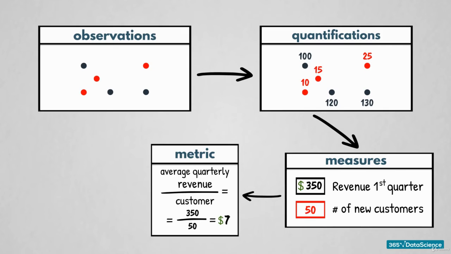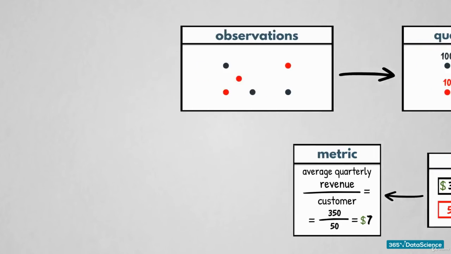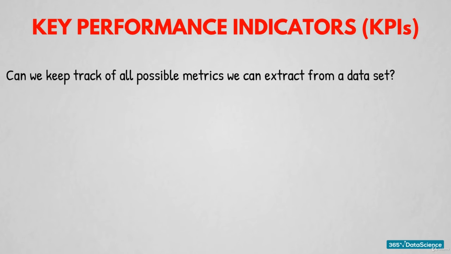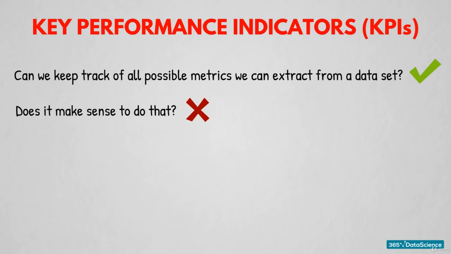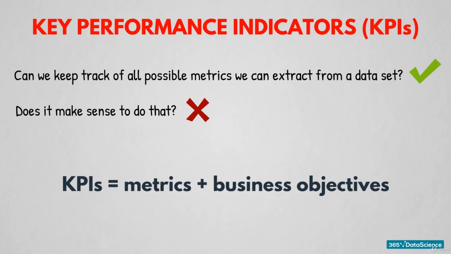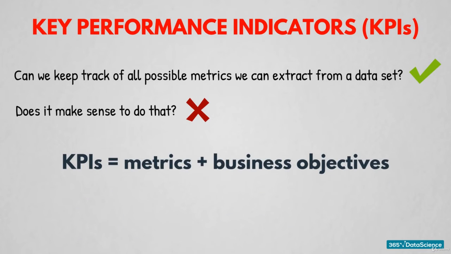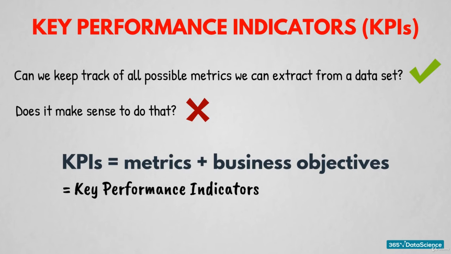However, in a real business, where the number of observations is significantly larger, you can derive hundreds or sometimes even thousands of metrics. Can we keep track of all possible metrics we can extract from a data set? Probably yes. Does it make sense to do that? No. What you need to do is choose the metrics that are tightly aligned with your business objectives. These metrics are called KPIs, Key Performance Indicators.